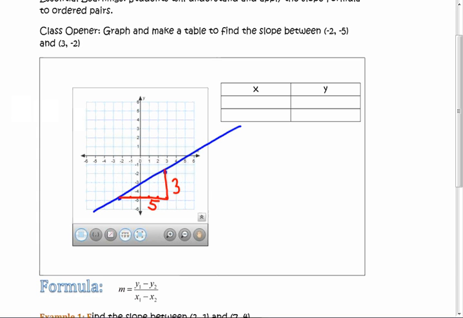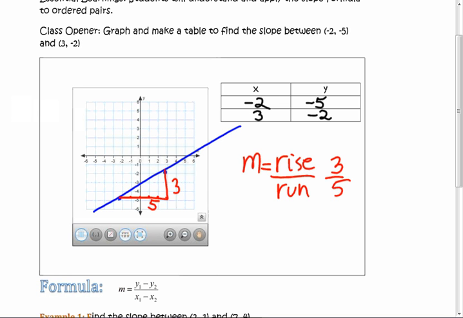Okay, what's the slope? Which one is which? It's rise over run. Okay, so it's 3 over 5. Then I said put the values in the table. Make a table. Well, guess what? I built the table for you. So just put the values in the table, and it's -2. Ask me a question. -5. Remember when we did this last week? And then 3 is here, and this is -2.